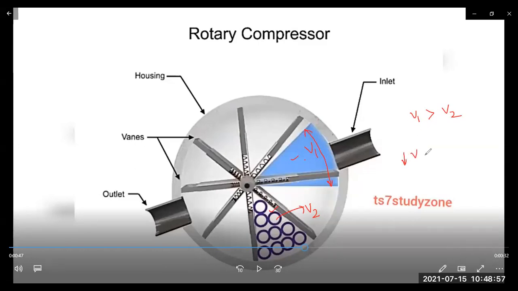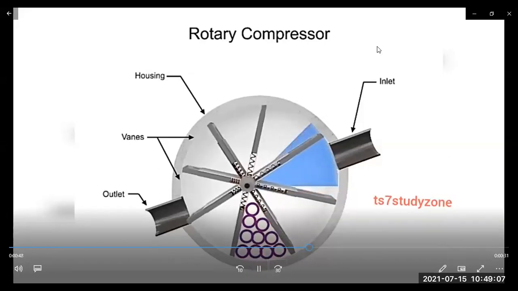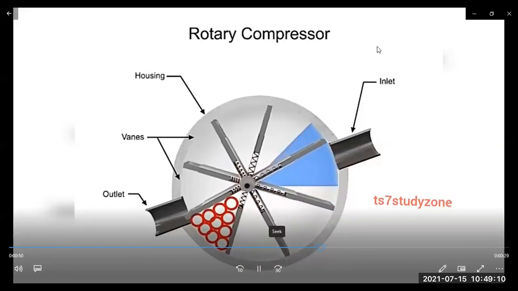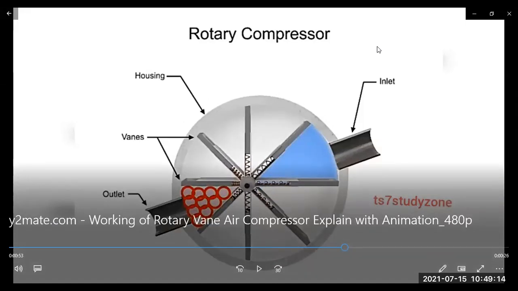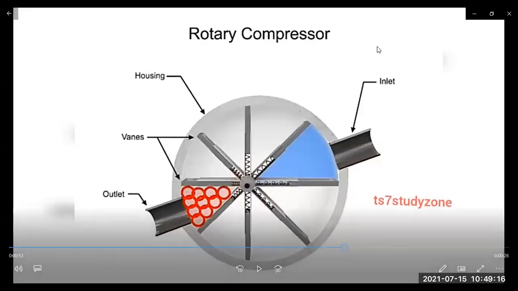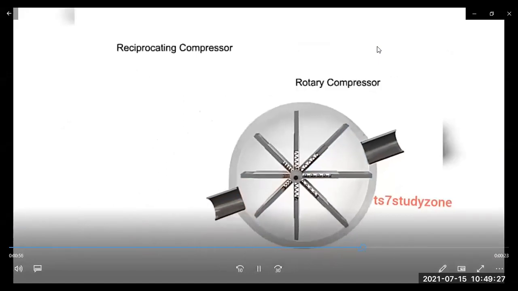If volume will decrease, then what happens to the pressure? Pressure will increase. Okay, so that is the mechanism behind this one. Now once it is compressed, then this outlet valve will open and the air will come out through this outlet valve to the receiver. Okay, so this is the simple mechanism of the van sealed compressor.